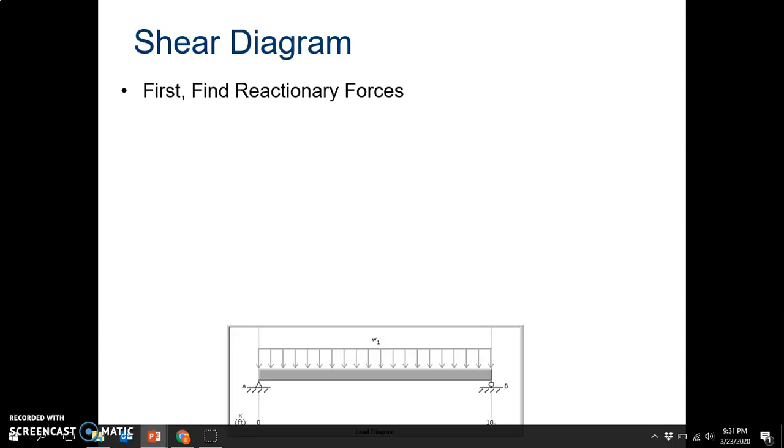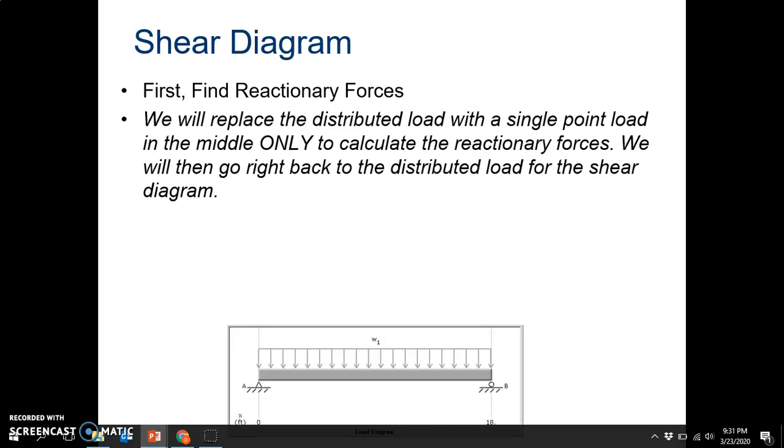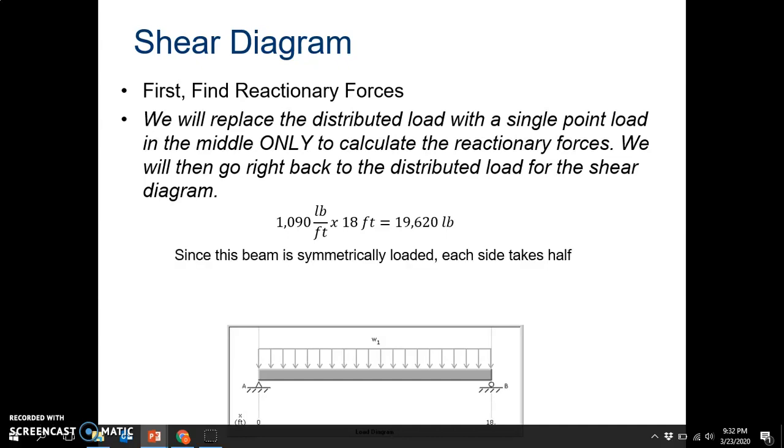Okay, so first step is find the reactionary forces. Like I just said, to do that, we will replace the distributed load with a single point load in the middle, and then we will go right back to the distributed load. So we have the uniform load, which is 1,090 pounds per linear foot, multiplied by 18 feet, gives us 19,620 pounds of total load. Since this beam is symmetrically loaded, each side will take half, or 9,810 pounds of reactionary force per support.